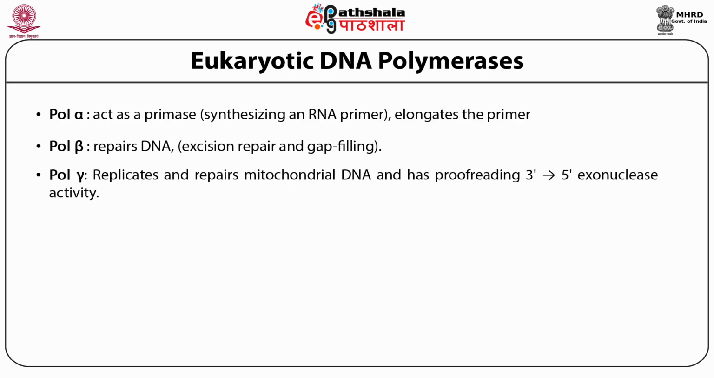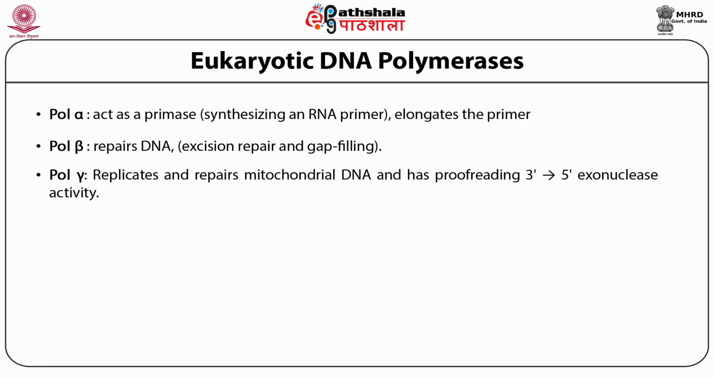DNA polymerase gamma. Now, eukaryotes have a special organelle called the mitochondria. The mitochondria has its own genome. So the replication of this mitochondrial DNA and the repair is taken over by a special polymerase called DNA polymerase gamma. It also has the proofreading 3' to 5' exonuclease activity.